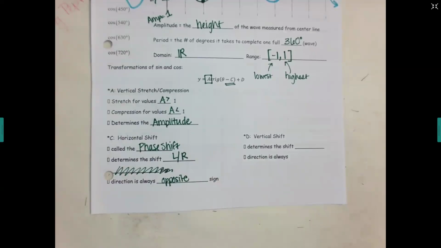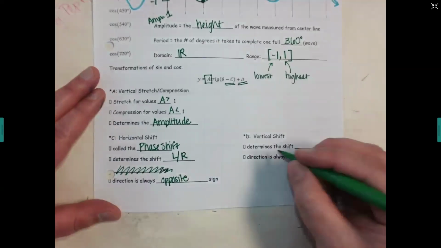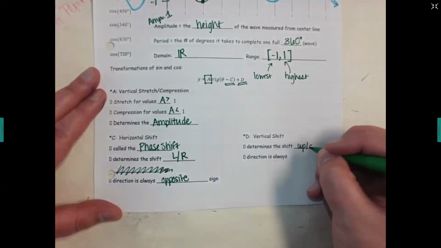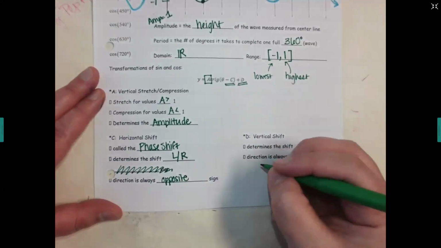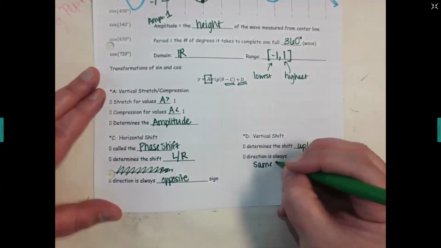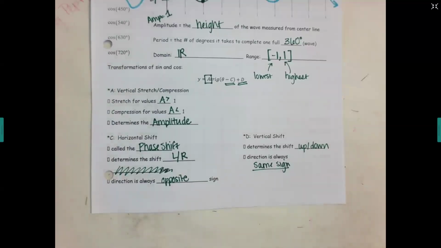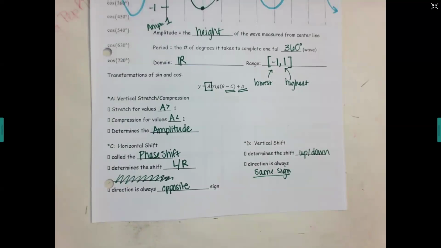All right, your vertical shift is going to be the number, the plus D at the back. That is going to determine the shift up or down. And then direction is always the same sign. Okay, direction is always the same side. So for the one in the parentheses, you're going to reverse it. But for the one at the back, you're just going to do what it says. If it says plus go up, minus go down. Okay, once you're ready, go ahead and turn the page. Let's work a couple examples.